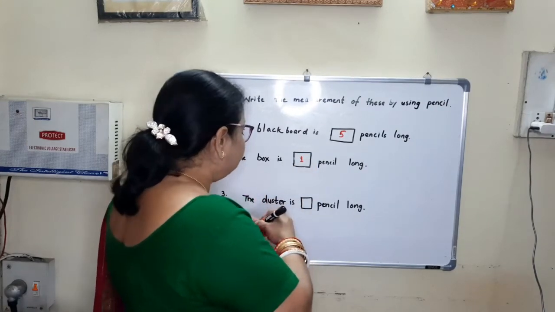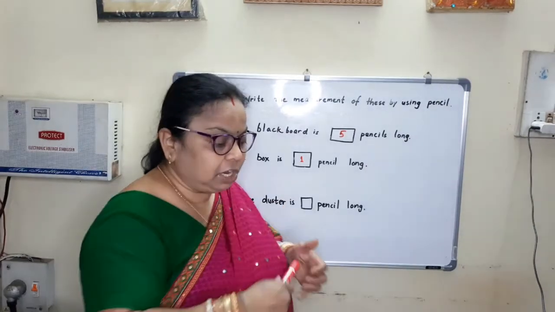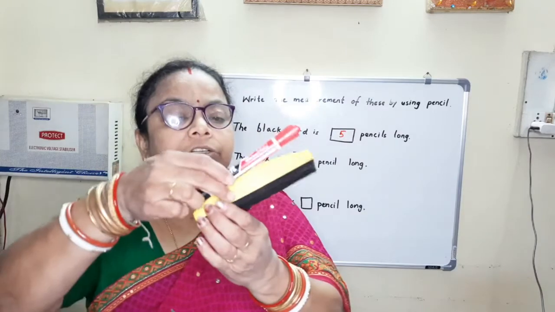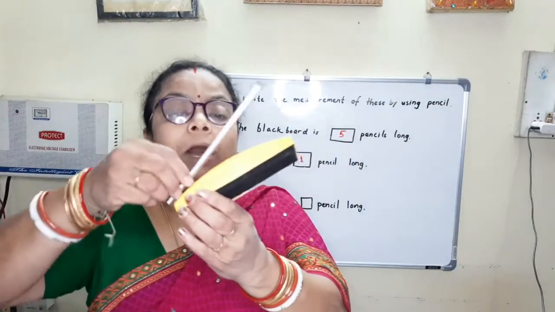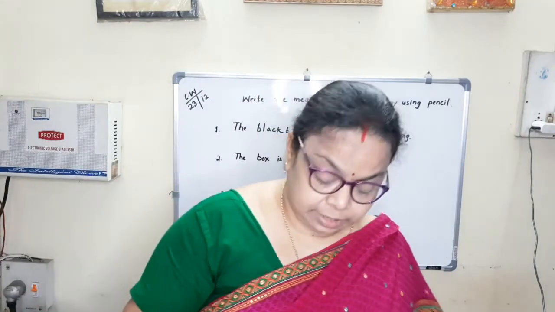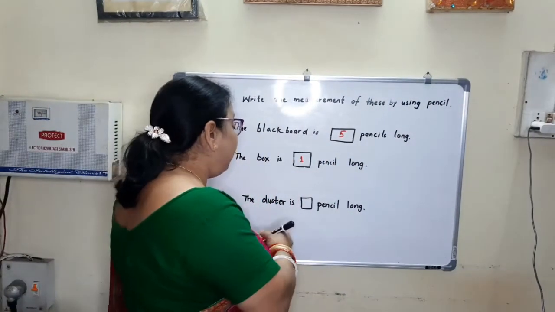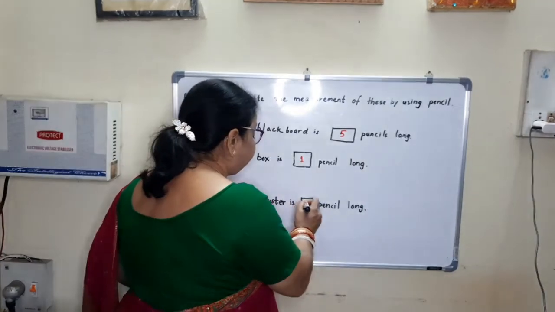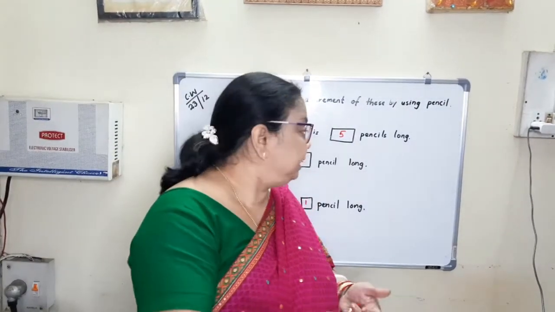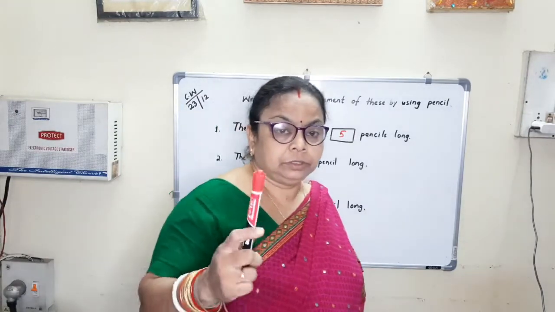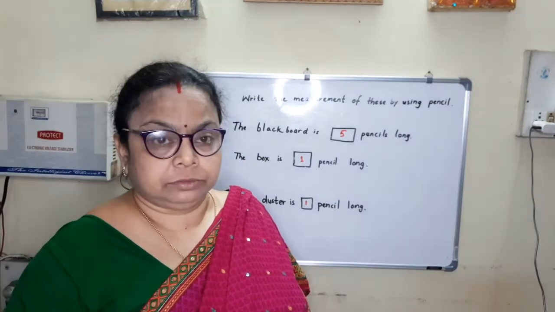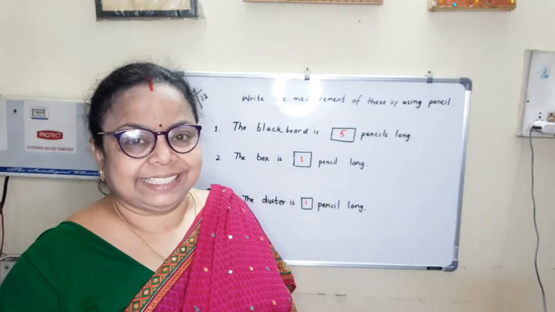Children, then the duster is dash pencil long. You see your duster, children, it is also one pencil long. Okay, what to write here, children? Write here one. So children, it is very easy to write how many pencils long. Is it not very interesting?